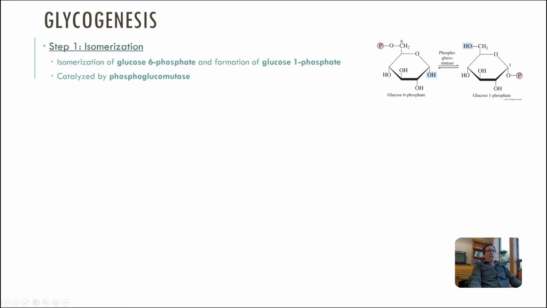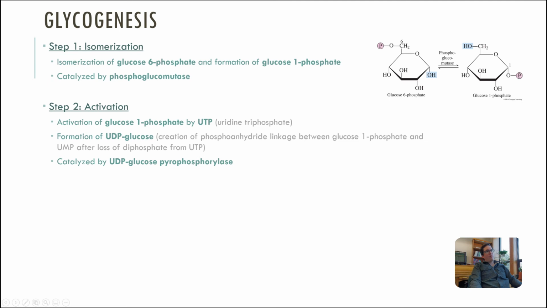All right, so let's look at these steps. Step 1, isomerization. What we're doing is we're changing glucose 6-phosphate to glucose 1-phosphate so that we're able then to perform the next step, which is activation. So now we have glucose 1-phosphate. We activate it by the attachment of UTP, another high-energy molecule. This is uridine triphosphate. It's, again, analogous in many ways to ATP or GTP, but it has a much smaller role in the cells for transporting energy.